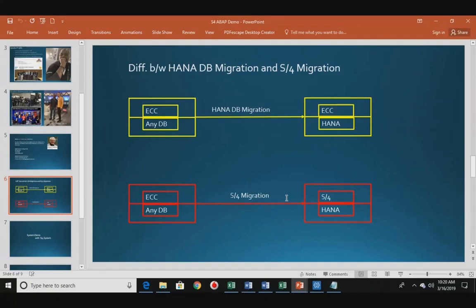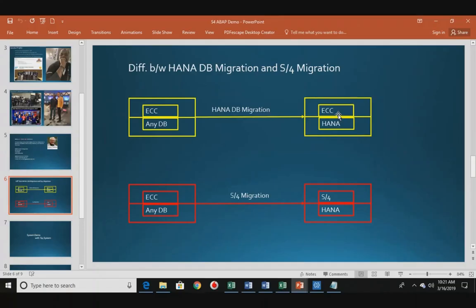One is HANA DB migration and another one is S4 migration. So DB migration, you can easily understand from this picture. See, this is the right-now scenario. ECC will be there and it supports any DB. If they want to go for HANA as a DB migration, this is going to be the feature. The ECC will remain as it is, but it has to be upgraded to enhancement pack above 7, because that is the compliant application for HANA.